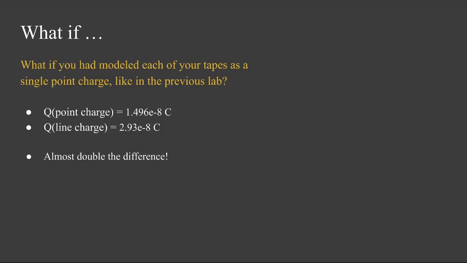What if you had modeled each of your tapes as a single point charge, like in the previous lab? If we had done this, we would have gotten the same results as we did in lab 1, but because we decided to model our results as a line charge, we got almost double the difference when looking at the charge of the tape. In the point charge, we got 1.496e-8 coulombs, while in the line charge, we got 2.93e-8 coulombs.